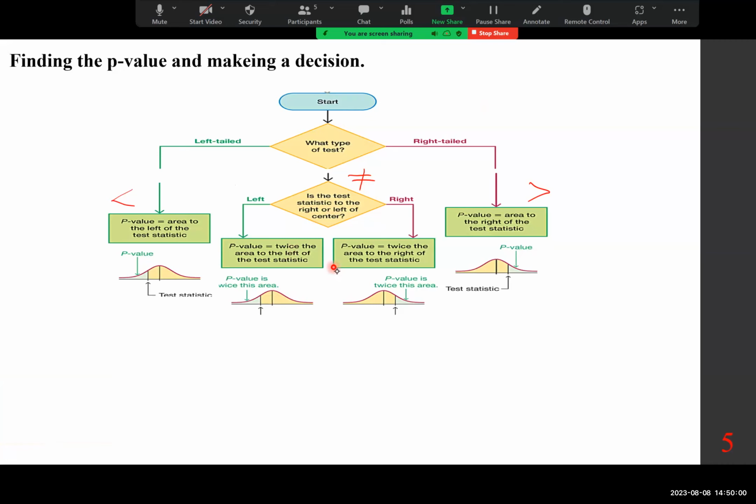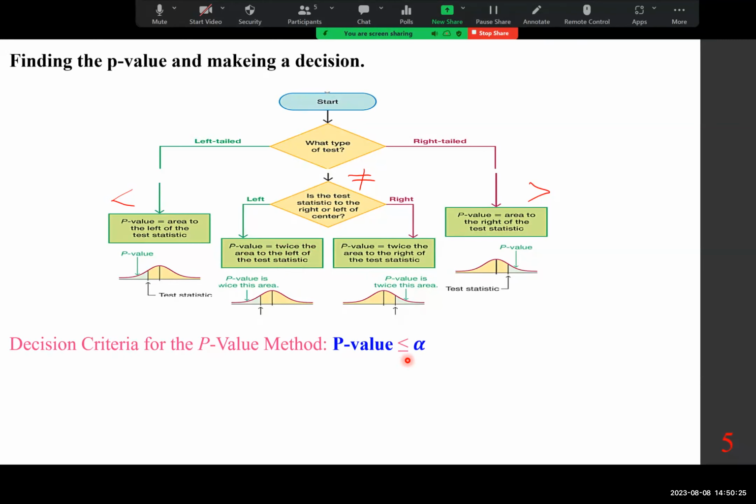So when you calculate the test statistic, if it's negative, the area to the left of that times 2. If it's positive, the area to the right times 2. So twice the area to the right of the test statistic or twice the area to the left of the test statistic. And here's how you make a decision.